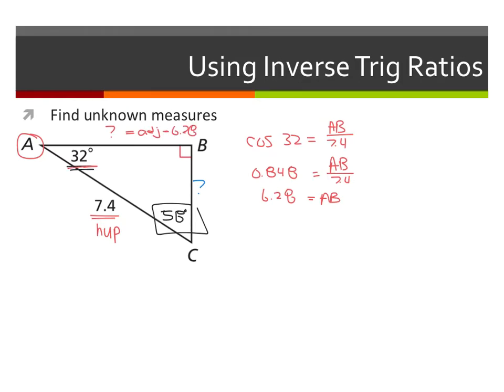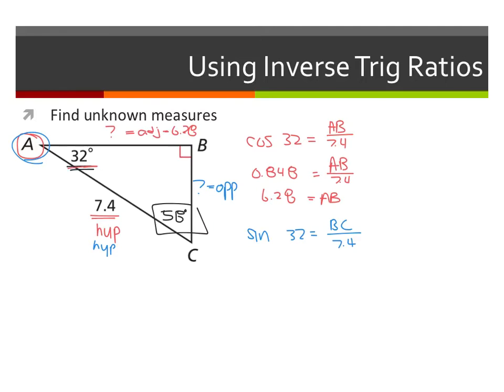Now let's figure out what BC is. BC, if you look at it from angle A, let's just use angle A again. Doesn't matter, you could use angle C if you want. You just have to adjust cosine and sine because the opposite and the adjacent would change. If you look at it from angle A, BC is an opposite, right? It'll still be hypotenuse. So sine of 32 degrees will be whatever BC is over hypotenuse, 7.4.